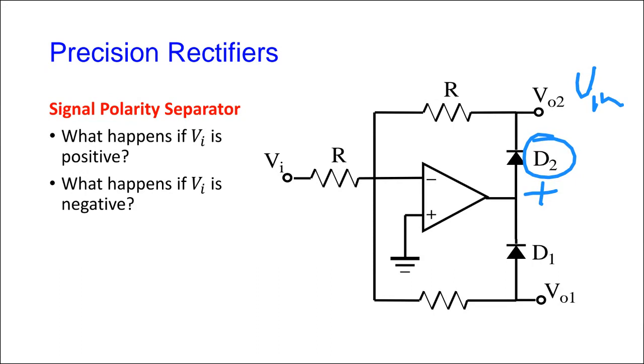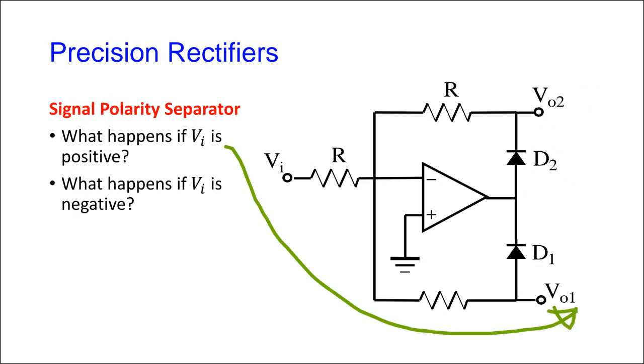So let me just label it properly. In this particular case, very interesting circuit, Vn is positive, it appears here. If Vn is negative, it appears here. So they call this a signal polarity separator. This might be very useful in certain applications.